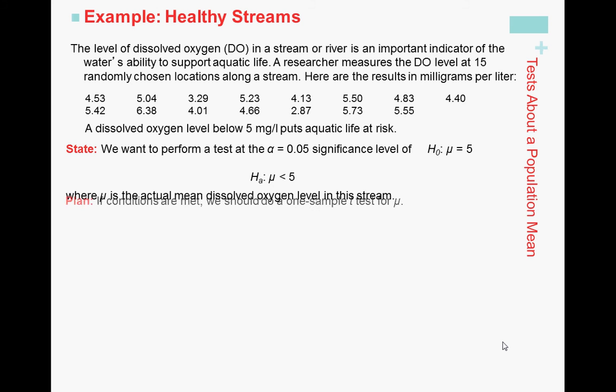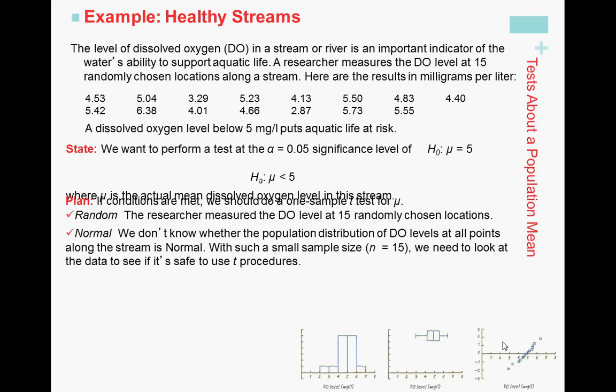Sorry, those are overlapping there. If the conditions are met, we should do a one sample t-test for mu. Random, we're good there. We're told randomly chosen. Normal. The size does not allow us to just say check, we're good, because it's not 30 or bigger. So we do have to look at the data. You can see down in the lower right the histogram, the box plot, and the normal probability plot. And those are all relatively close to normal. That's pretty close. No clear strong skewness or outliers, so we're good to go there. It's safe to use the t procedures.